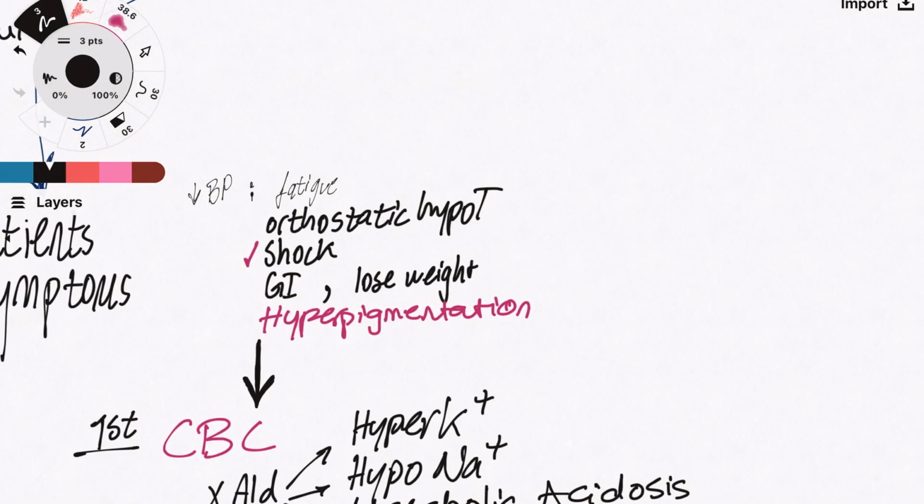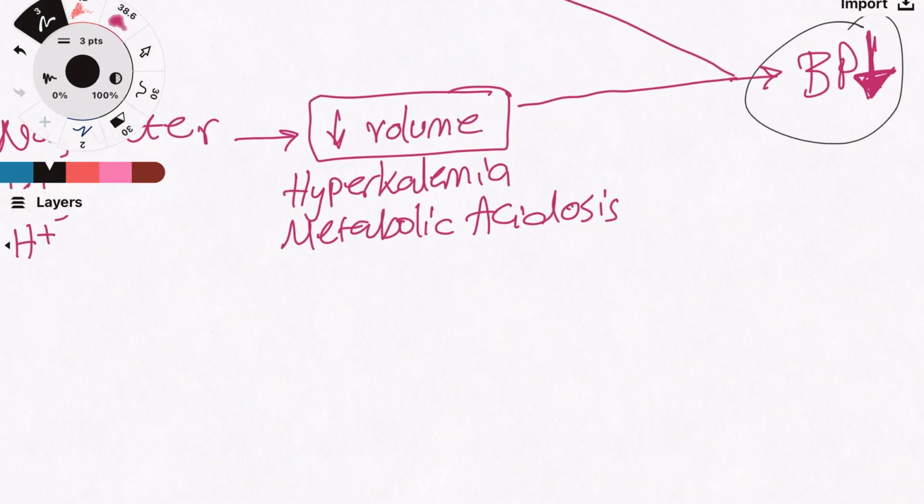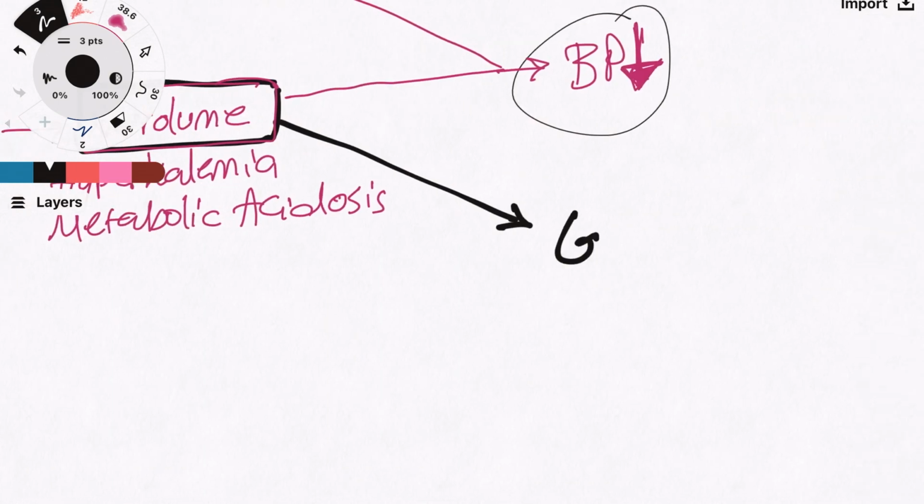Now, what is extra is that we said that having a decrease in the sodium and the water had led to a decrease in what? Decrease in the volume. When you have a decrease in the volume, what happens to the glomerular filtration?